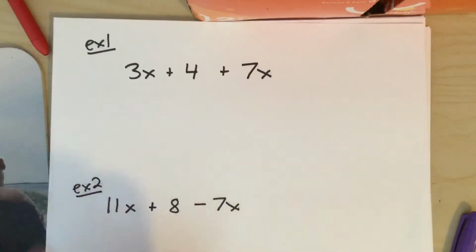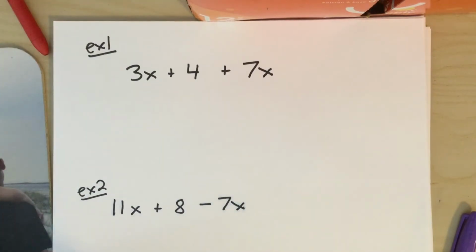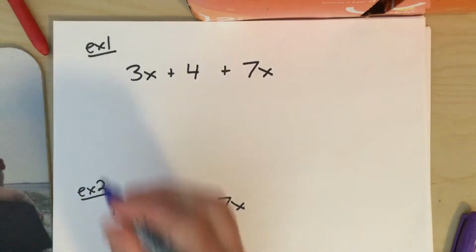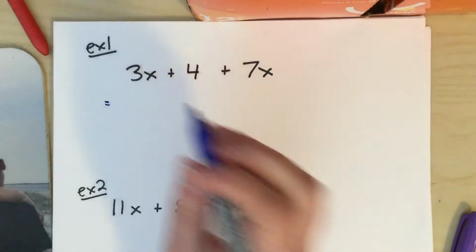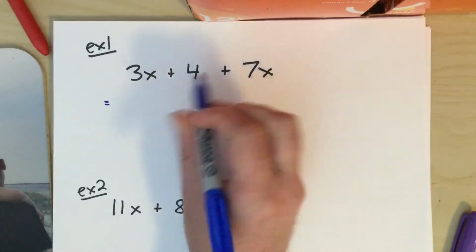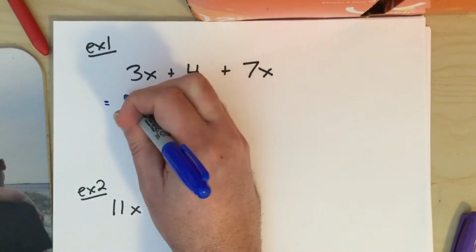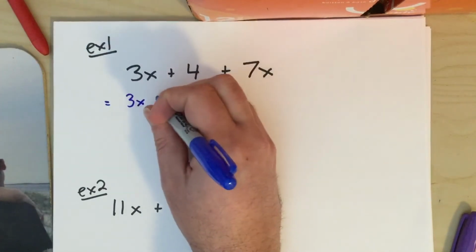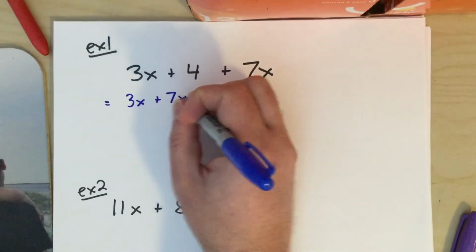So, let's do some examples with these things. So what we have is 3x plus 4 equals 7 plus 7x. So what we're going to do is we're going to see, are there any like terms? There are. And so 3x and 7x are like terms. So we're going to write the like terms next to each other.